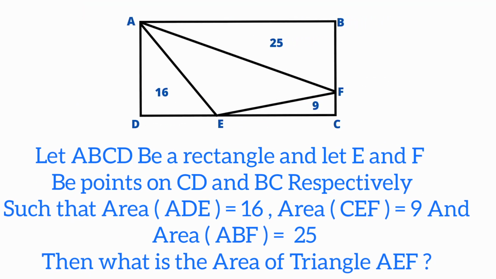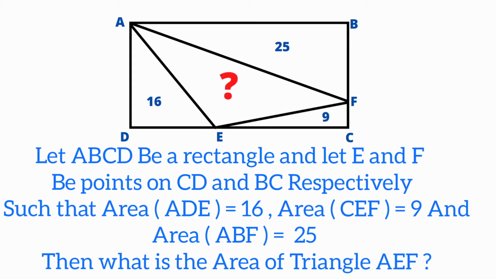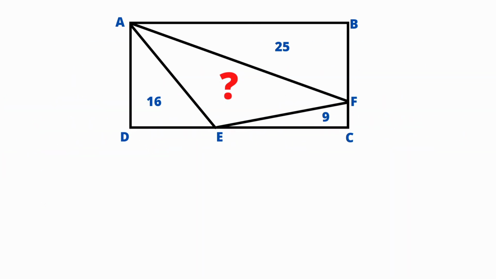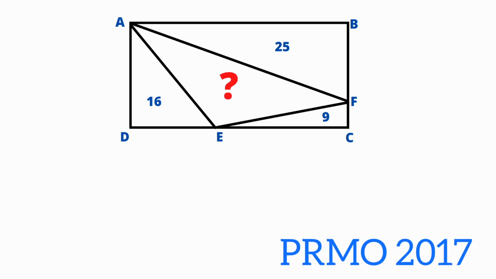Let ABCD be a rectangle and E and F be points on CD and BC respectively, such that area of ADE is 16 cm square, area of CEF is 9 cm square, and area of ABF is 25 cm square. Then what is the area of triangle AEF? This problem is taken from Pre-Regional Mathematics Olympiad 2017.